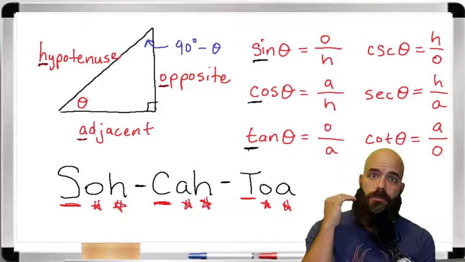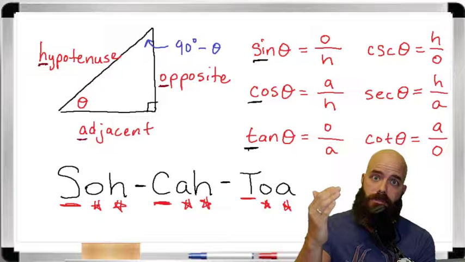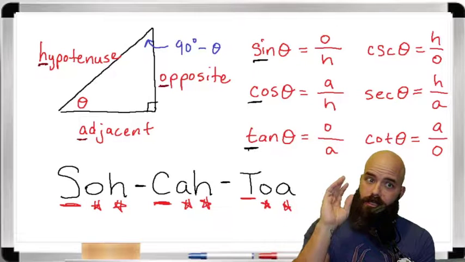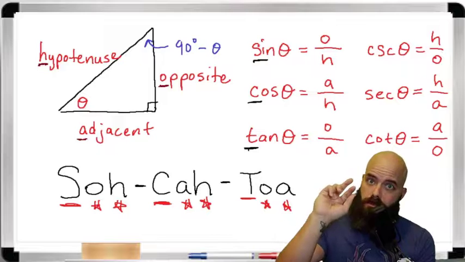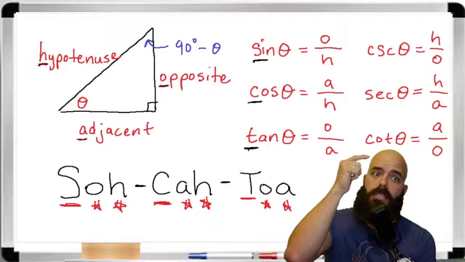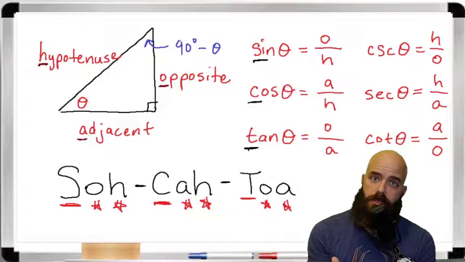Now, if you can use SOHCAHTOA to find the ratios of the sides of a right triangle for sine, cosine, and tangent, then just flip those, find the reciprocal of those ratios, and you'll have the cosecant, secant, and cotangent ratios. All right, so let's look at an example.